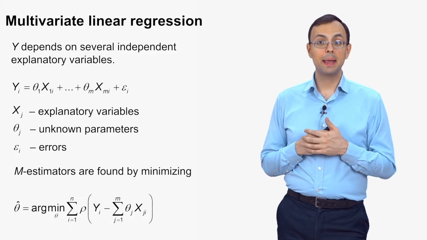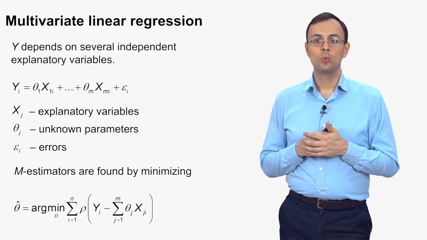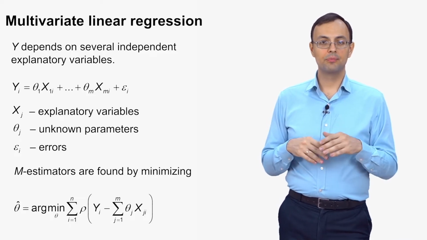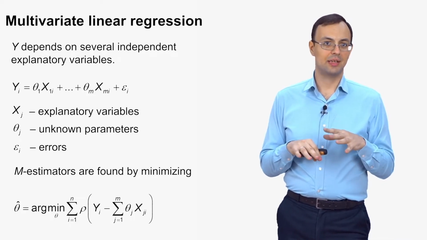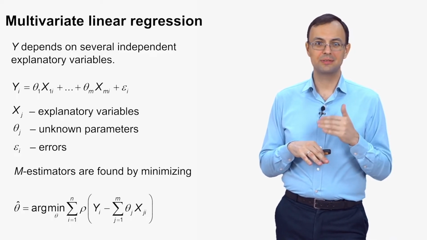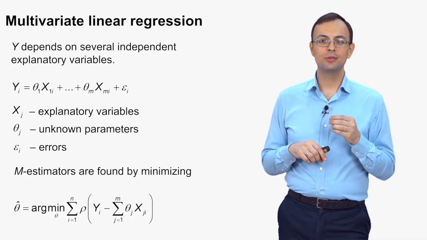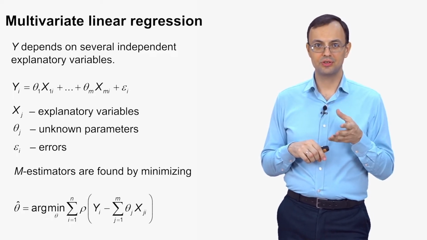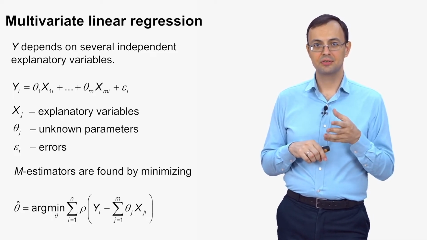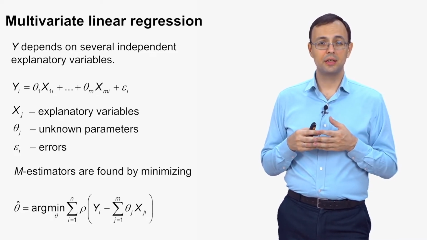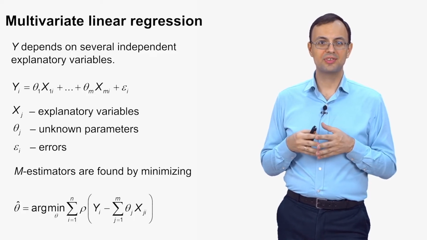So we have m explanatory variables, we have unknown parameters, thetas, and we have errors. And so the approach is absolutely the same. So I won't repeat what I have already explained to you. So we can use M-estimators to find coefficients, to estimate thetas, the coefficients of the model. So the approach is absolutely the same.